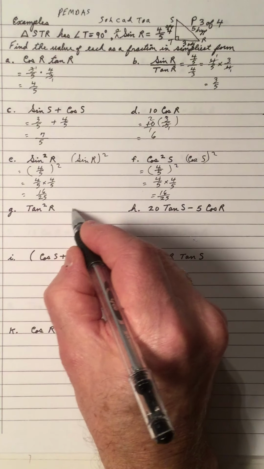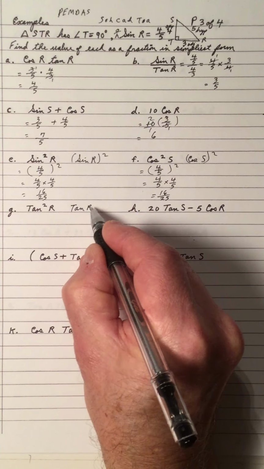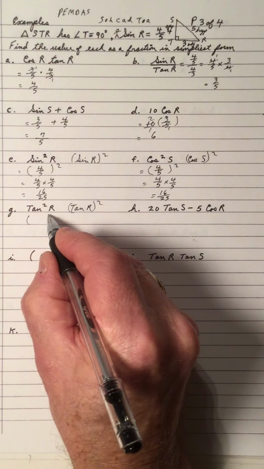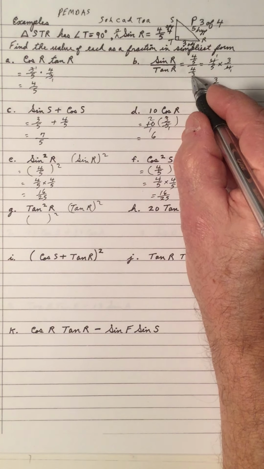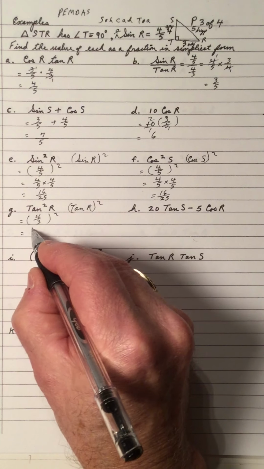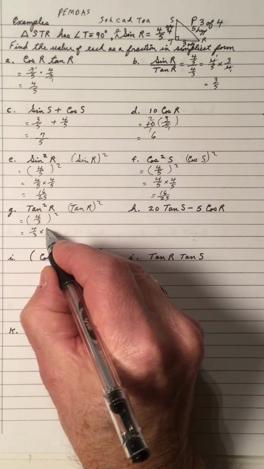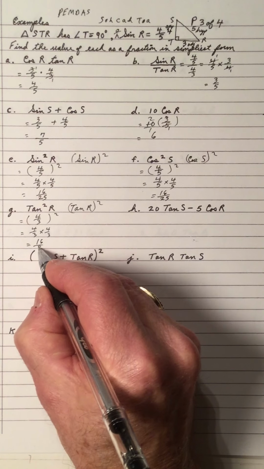We got the tan of r. Tan squared r is the same as the tan of r squared. So the tan of r, do we have the tan? Oh, tan of r is here, so it's 4 over 3. So it's 4 over 3 squared. So it's 4 over 3 times 4 over 3, and that's 16 over 9.